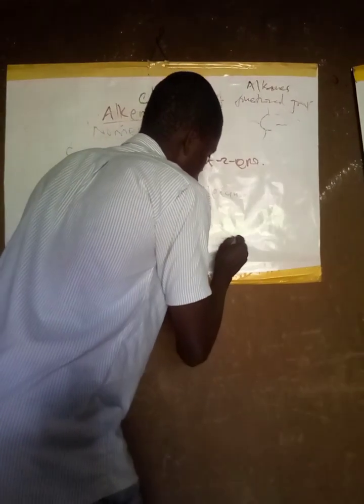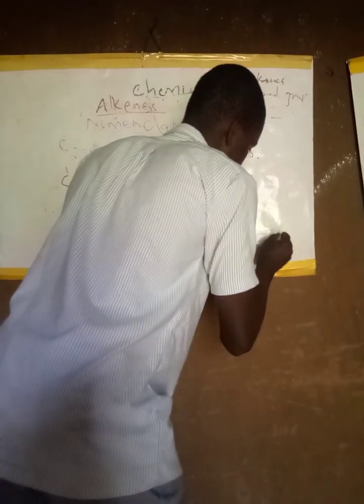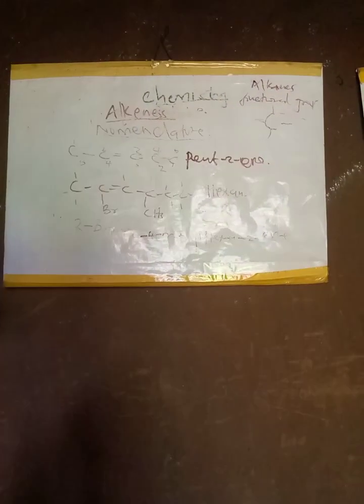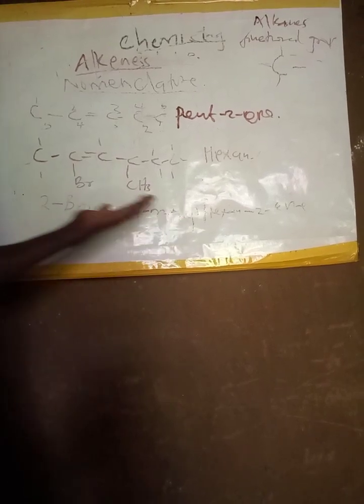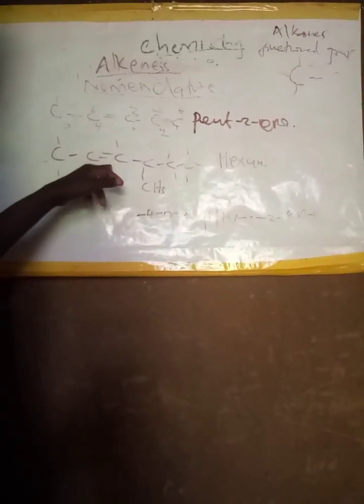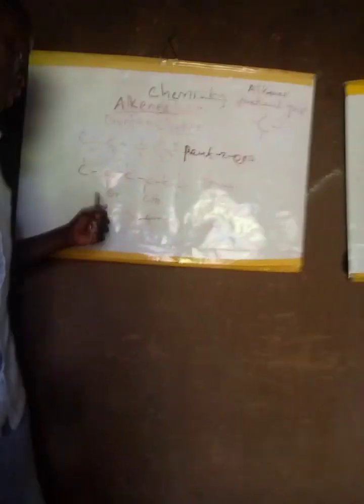Hexane 2-ene. That is now the name of this compound: 2-bromo-4-methylhex-2-ene. So you can see I have given priority to the double bond, then the substituents. So the first thing is to identify where the double bond is located. That is now the first thing.